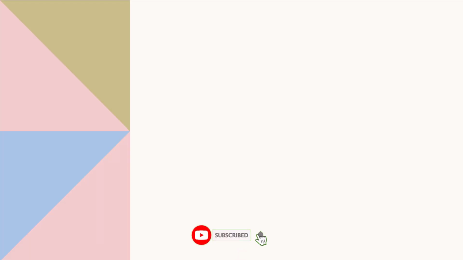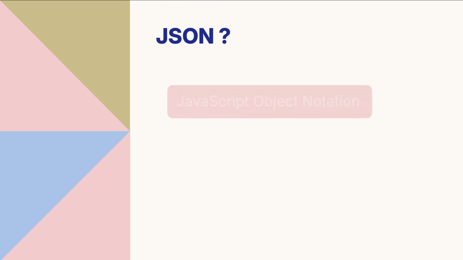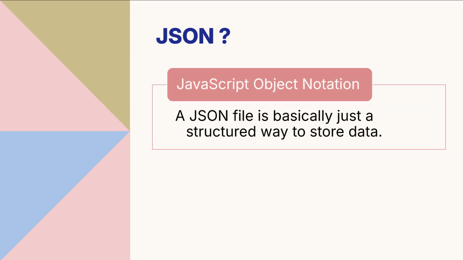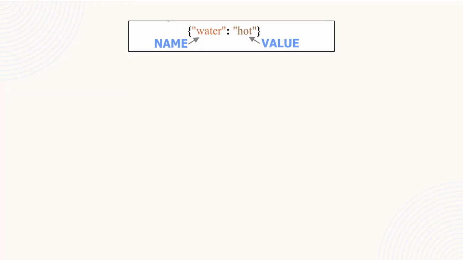Now, before reading a JSON file, let's quickly understand what JSON actually is. So JSON stands for JavaScript Object Notation. Even though it originated from JavaScript, almost every programming language uses it today. A JSON file is basically just a structured way to store data. Let me show you a simple example.